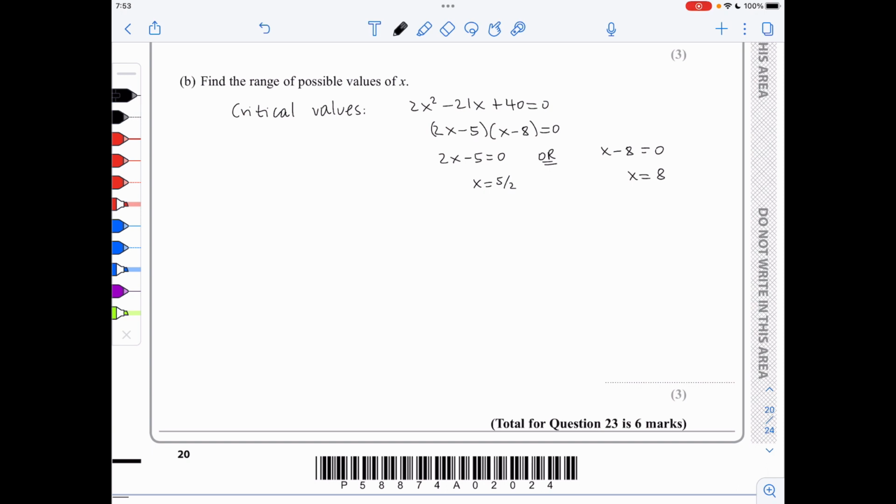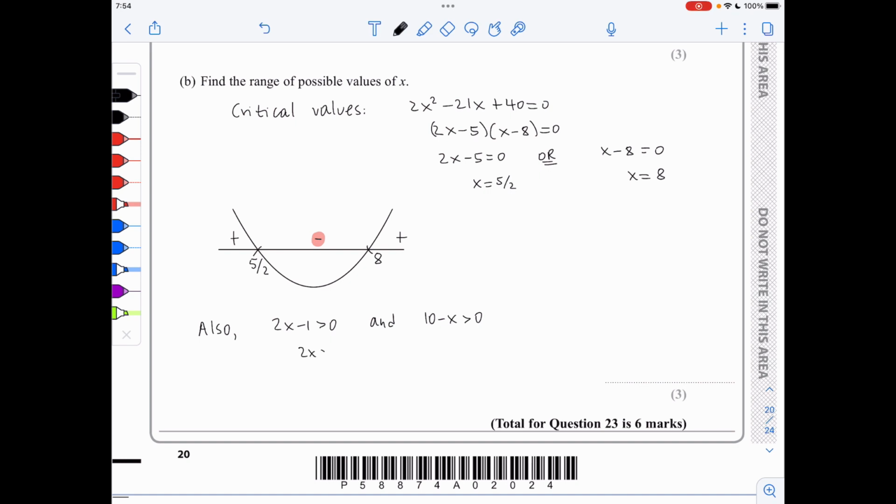Now, since this is a quadratic inequality, we proceed by drawing a parabola with the critical values as shown here. So critical values at 5 over 2 and 8, it goes plus, minus, plus. We want to be less than 0, so we want to be in the middle. So at the moment, we need to be between 5 over 2 and 8, but we also need to consider that 2x minus 1 and 10 minus x are lengths, so 2x minus 1 should be greater than 0 and 10 minus x should be greater than 0.